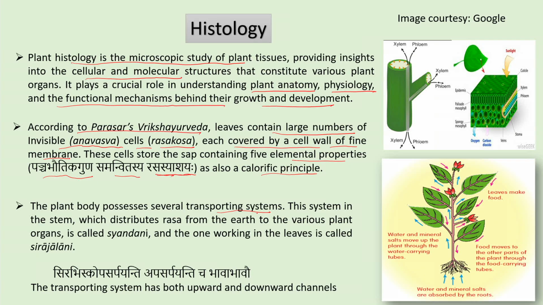The system in the stem which distributes rasa from the earth to the various plant organs is called Syandani, and the one working in the leaves is called Sirajalani. Sirbhisko pasarpayanti apasarpayanti cha bhava bhavo. The transporting system has both upward and downward channels.